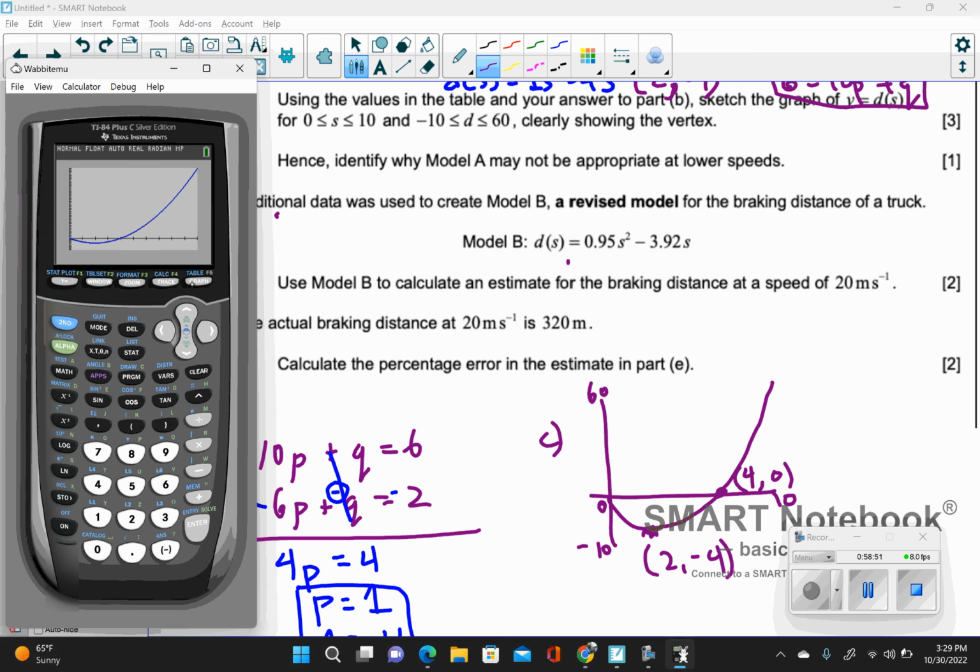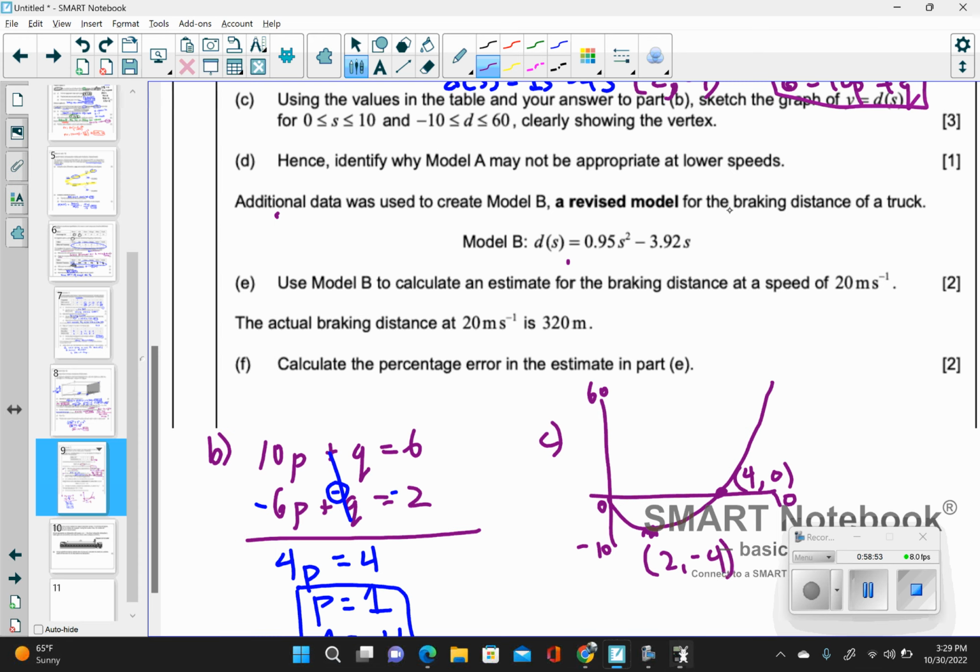Okay, that was pretty straightforward. Part D, identify why model A may not be appropriate at lower speeds, right? So that makes sense because if the speeds are lower, that's like saying that the car or the truck has a negative braking distance, which means that it's going in reverse, which can never happen. So we could just go ahead and write that down. So for part D, let me just go ahead and do this.